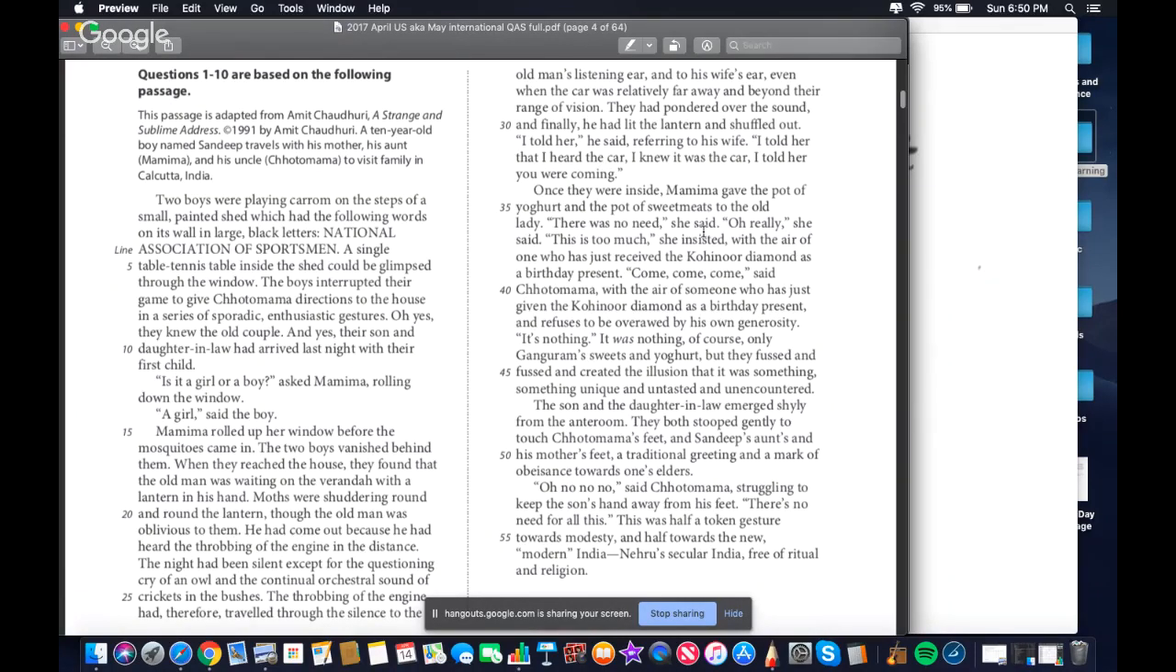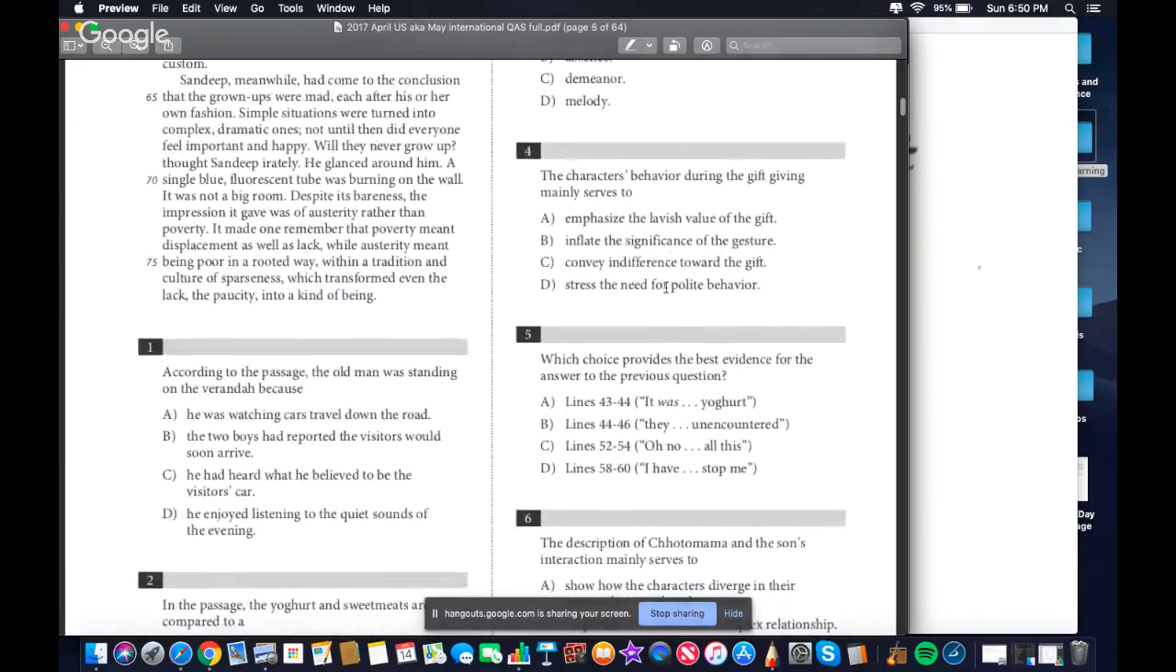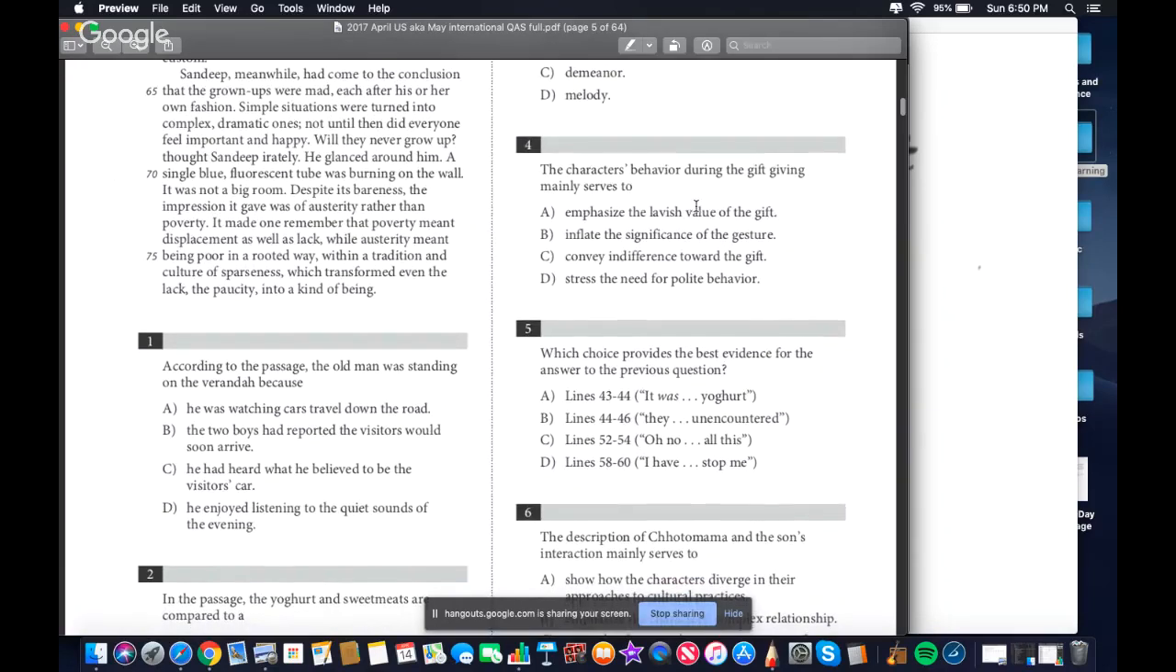There is this gift giving going on. "Oh, this is too much," with an air of one who had received a Koh-i-Noor diamond as a birthday present. "Come, come." It refused to be overawed by the generosity. "It's nothing." So there's this gift giving going on. Here's the first line. It was nothing. Okay. So if it was nothing, as evidence of something, that would be not emphasizing lavishness, maybe inflating the significance, convey indifference. No, there's no indifference. They're both fawning over this gift. Maybe D, though. It was nothing. Really, if anything, goes with B.